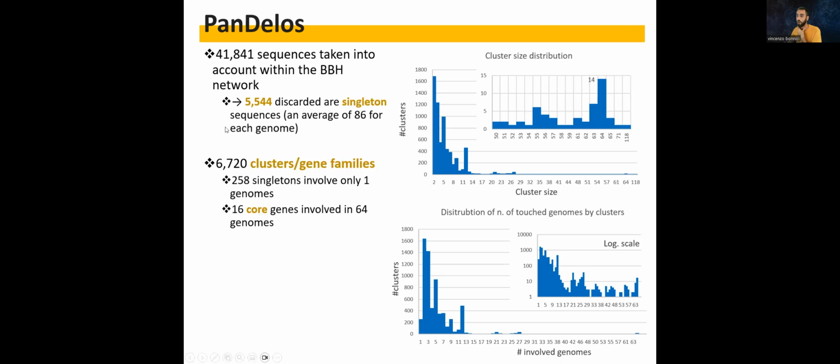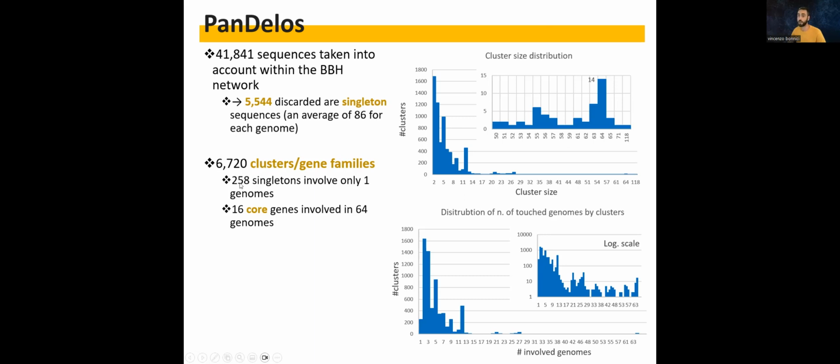So overall, we found 5,000 singleton genes for a total of 40,001 analyzed sequences. This was before the homology network, after the bidirectional best hit, and then we refined this homology network. So overall, we found 6,720 clusters, namely gene families on the homology network. So they are what we can define as gene families.